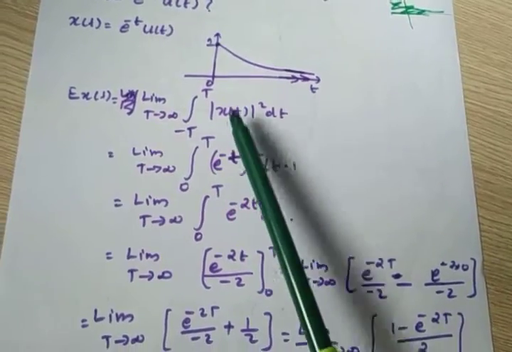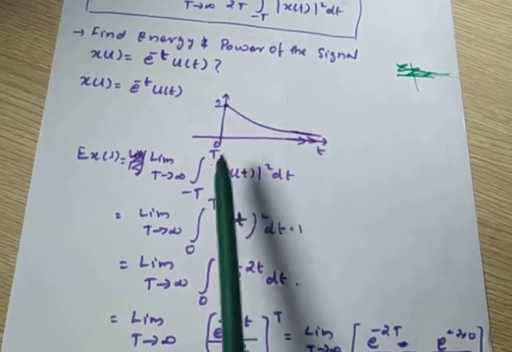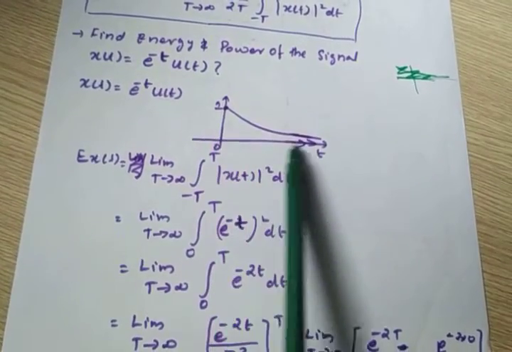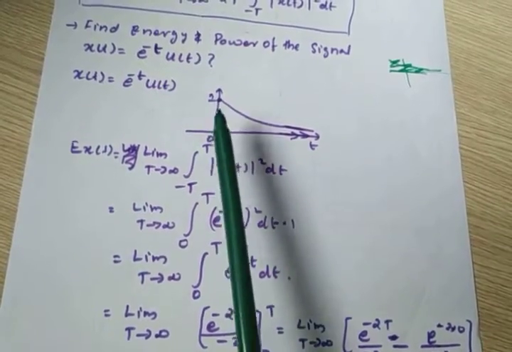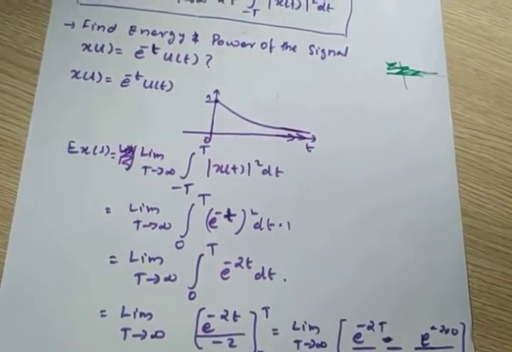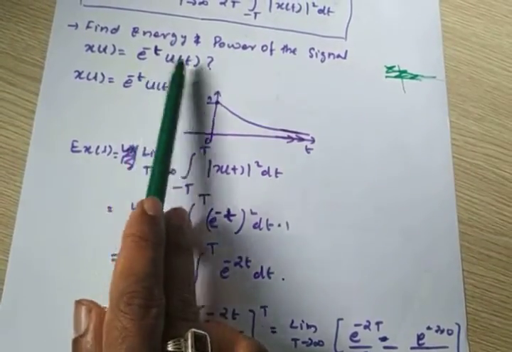e raised to minus x of t is nothing but e raised to minus t. u of t is 1 only. For t greater than 0, for u of t the signal amplitude is always 1. That's why I am putting u of t as 1. So this is the resultant signal from multiplying these two.